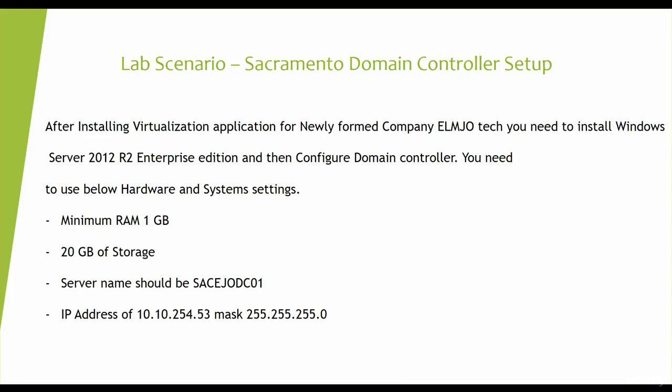So the Elmjo company wants to use a naming convention which is going to start from the city and then the company name and then the function of that system. So Sacramento, Elmjo, and then domain controller 01, and then they just want to use 10.10.254.53 for the domain controller, and then the subnet mask of 255.255.255.0. So this is going to be our lab, and let's get started.